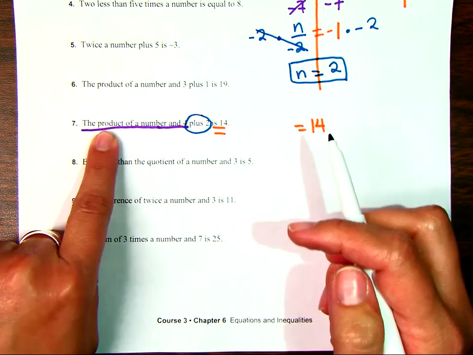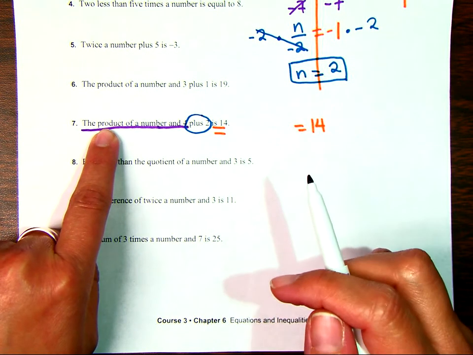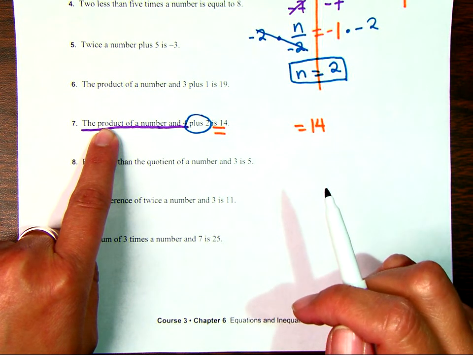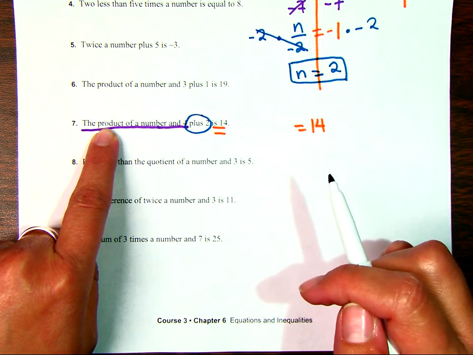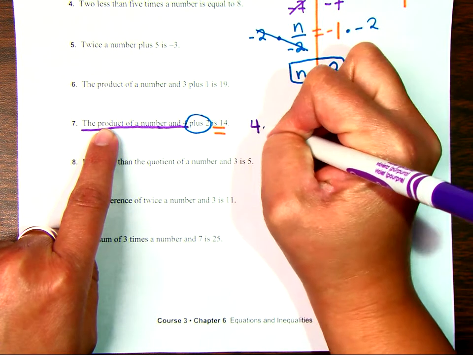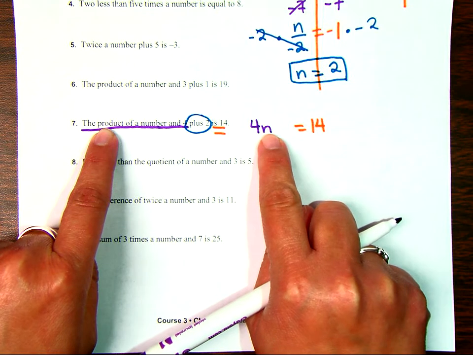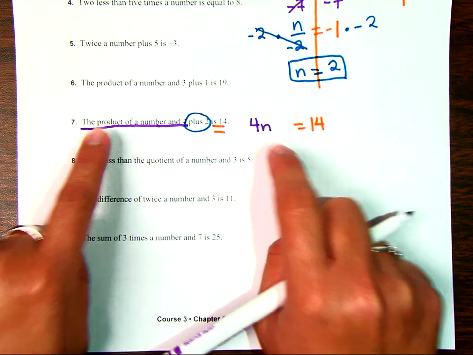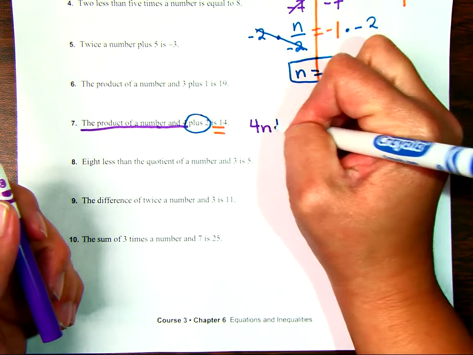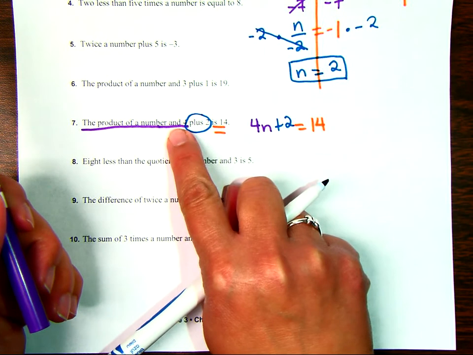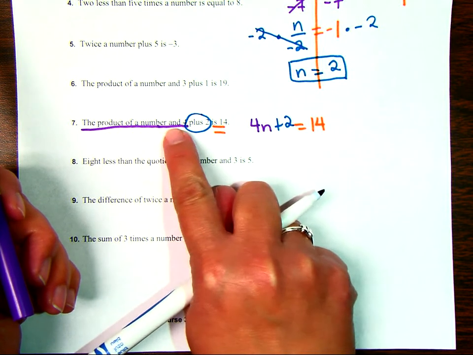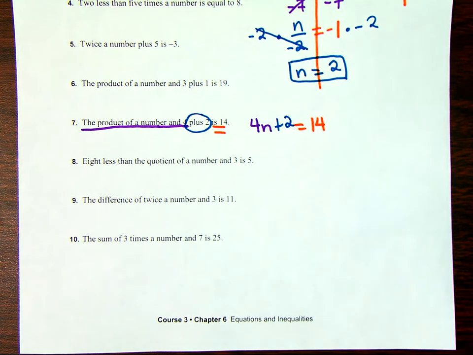Product means the answer to a multiplication. So if it says the product of a number and 4, that means you're multiplying those two things. So instead of saying x plus 4 or n times 4, I'm going to use the 4 as my coefficient. A number in front of a letter means multiplication. So this does represent the product of a number and 4. And then it says plus 2. So you have to be very careful because and could mean addition, but in this situation, the product of a number and 4, you had to see what you were multiplying. So there's my two-step equation.